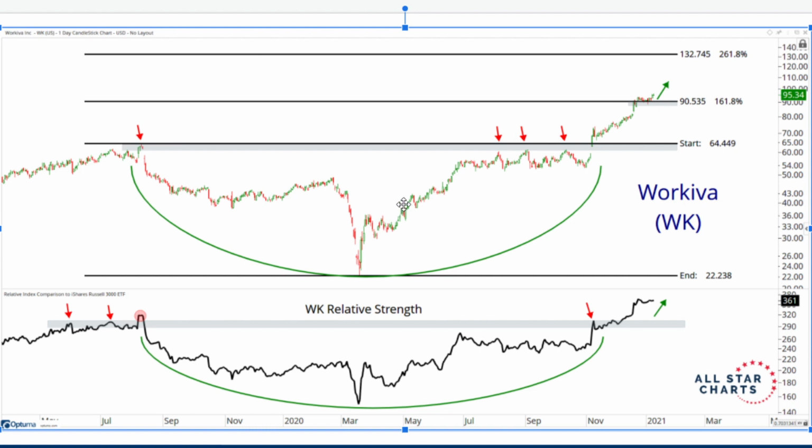The more times that a level is tested, the higher the likelihood that it breaks out. For me, this is the breakout. We hit our first target of 90. We've been consolidating sideways. I think it's off to the races. The stock's above 90. I like it long with a target of 132.